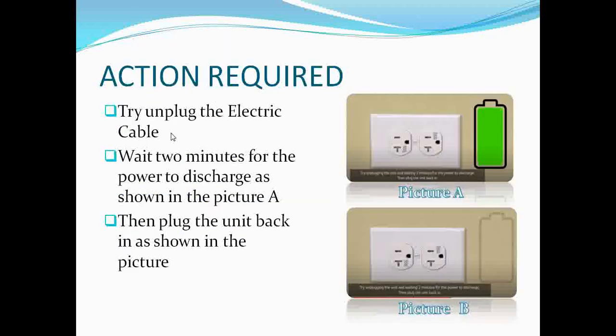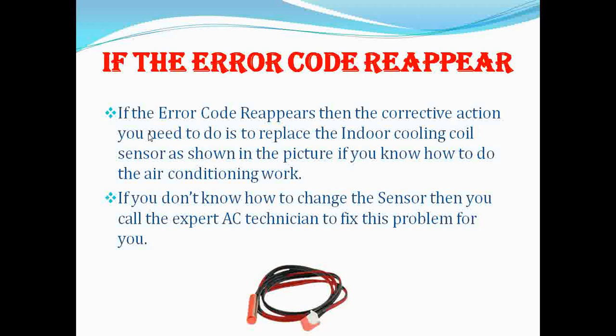Action required: try unplugging the electric cable as I told you before for 2 minutes. When the unit is discharged completely, then you plug back the unit. Sometimes it works, but if the error code reappears, then the corrective action you need to take is to replace the indoor cooling coil sensor as shown in the picture. This sensor is shown in the picture. This sensor needs to be changed. This is in the indoor coil, not in the outdoor. There are some sensors in the outdoor also, but this is the indoor coil sensor which you need to replace.